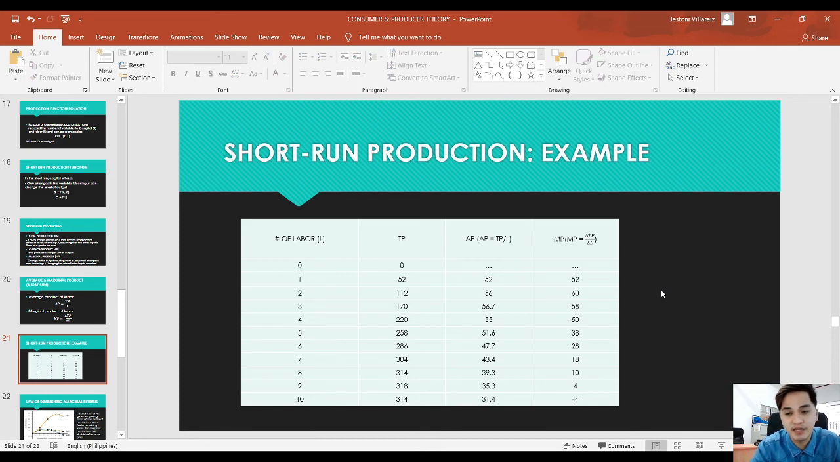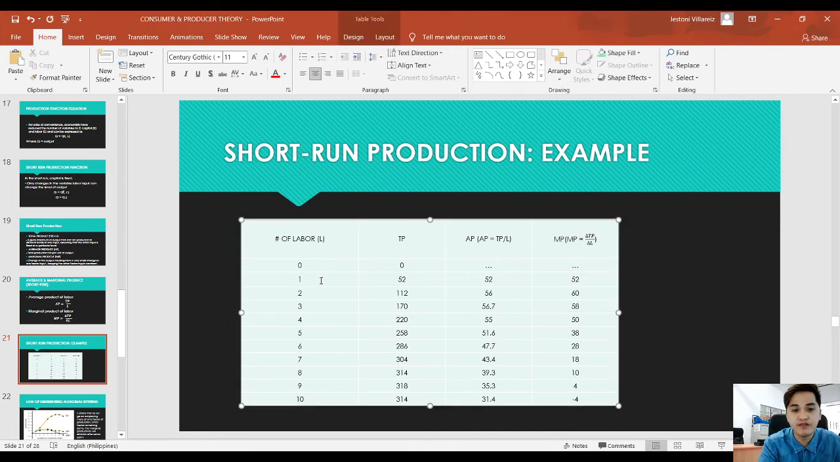For easier explanation, let's say you are the business owner. You have a coffee shop, and your coffee shop can accommodate 10 tables. Now, let's say you only have one waiter. With one waiter, you can only produce 52 output. So you have a lot of complaints from your customers because they cannot be catered to immediately, since you have only one waiter going around to get the orders.